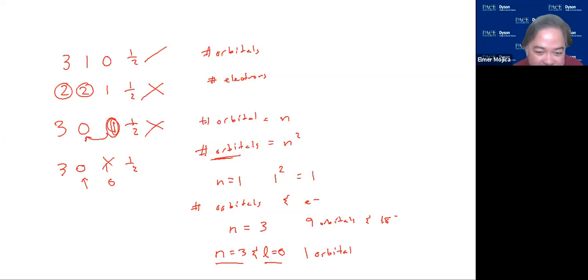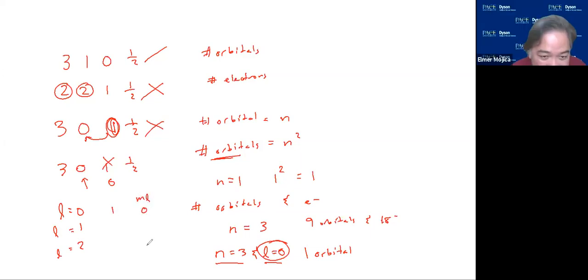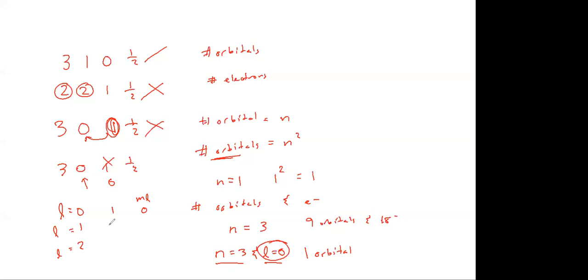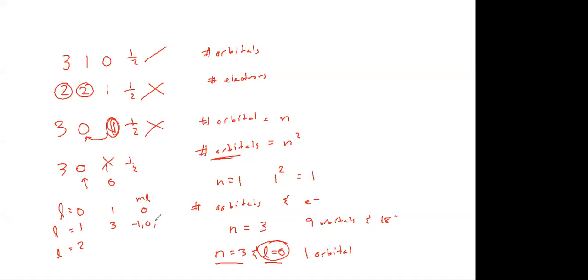Where do you base it? You base it on the value of your L. Remember, L equals 0, 1, and 2, right? How many orbitals is L here? One. And why is it 1? Because the m sub L value is only 0. How many orbitals for L equals 1? Three. Because m sub L is what? Negative 1, 0, and positive 1.